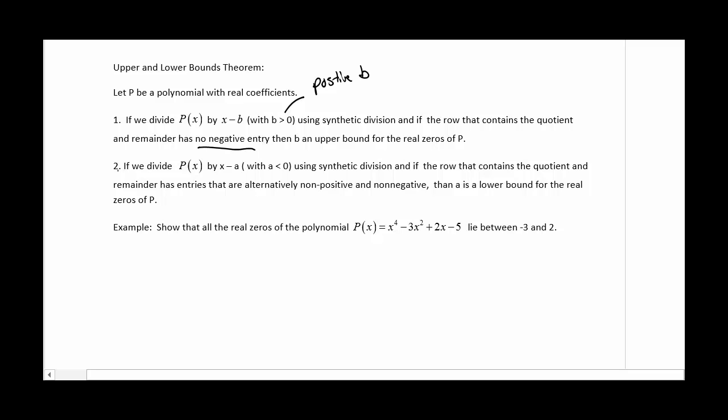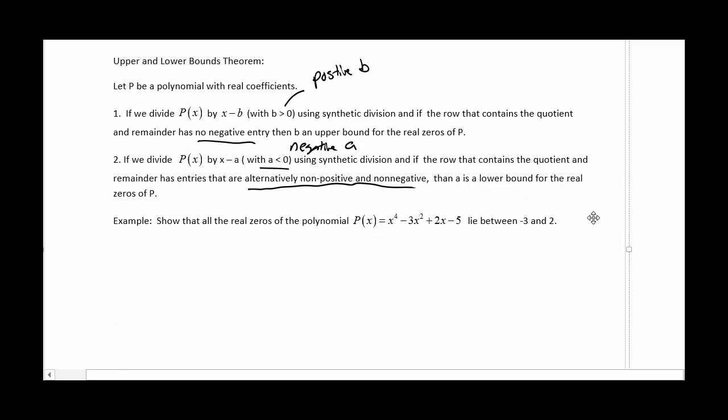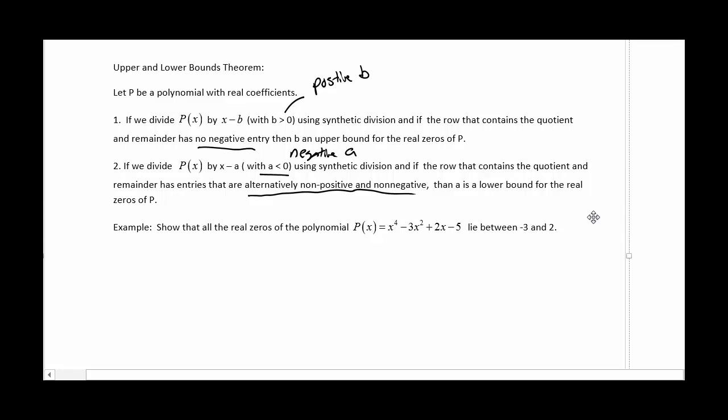The second condition is for the lower bound. If I have a negative number that I want to test for a lower bound, then using synthetic division, I would get alternately non-positive and non-negative numbers. Then I can say that that particular number is a lower bound. So there are sort of two conditions that we have to check. I have to check whether the number is positive or negative. If it's positive, then I can check for an upper bound. If it's negative, I can check for a lower bound. And then I have to do the synthetic division and see what I get.